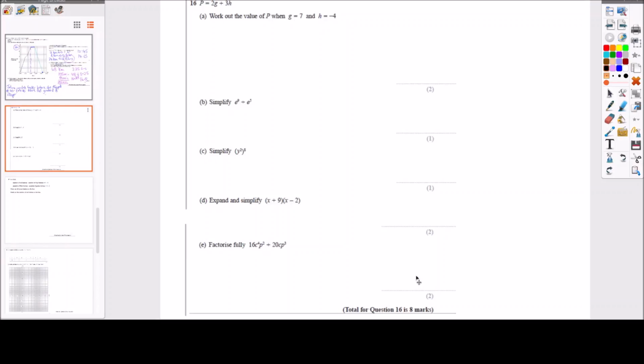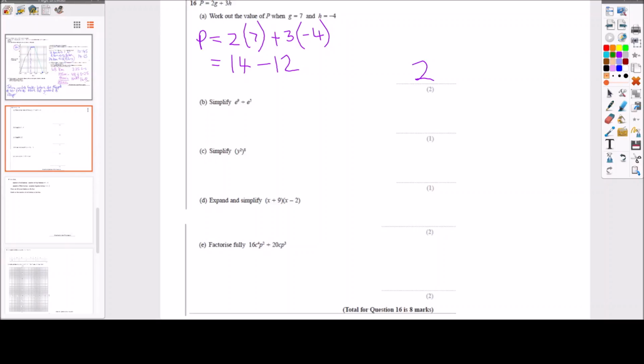Question 16. So work out P when G is 7, H is -4. So P is 2G, which is 2 lots of 7. Then we're adding on 3 lots of H, which is 3 lots of -4. So 2 lots of 7 is 14, plus 3 times -4 is -12. 14 minus 12 is 2.